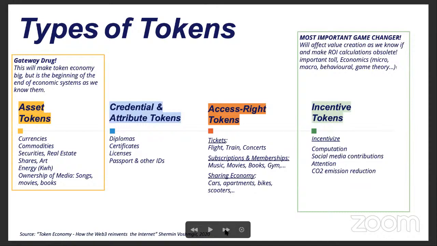Everything else is dependent on technological standards. And the incentive tokens that steer DAOs, I think that will be the most important game changer in this new upcoming token economy and this Web3. But there we're still in the very, very beginning of understanding how to design and steer these token systems.